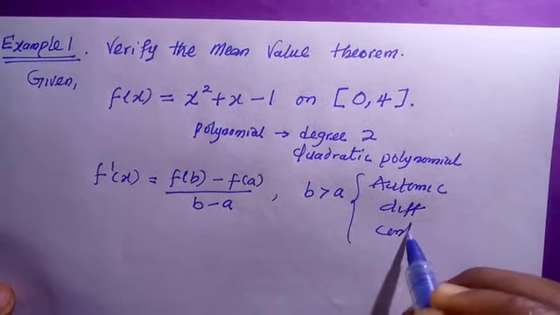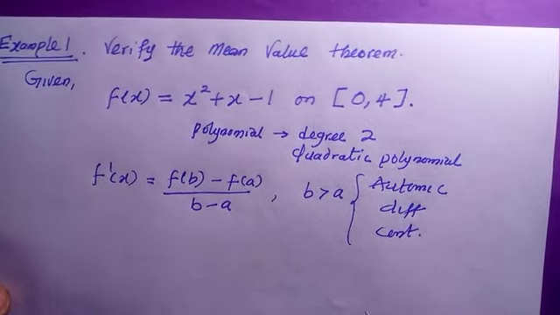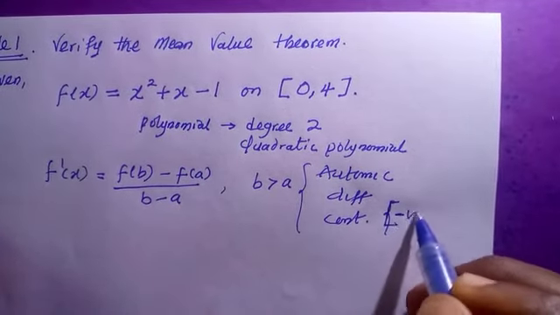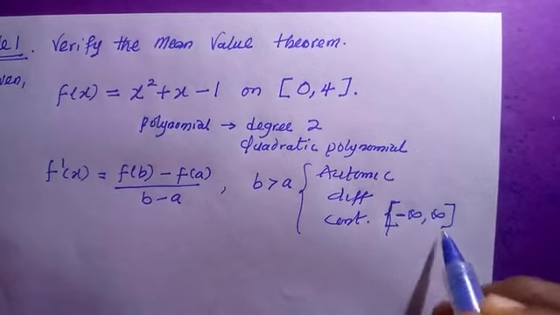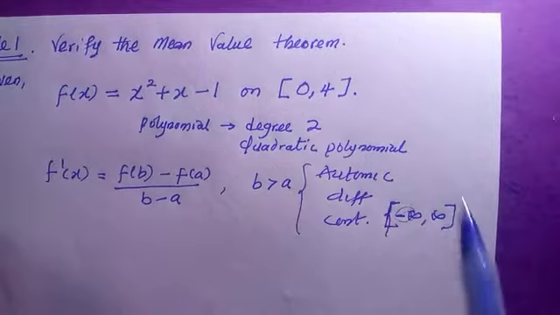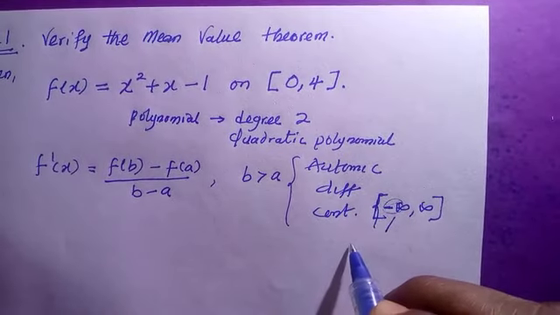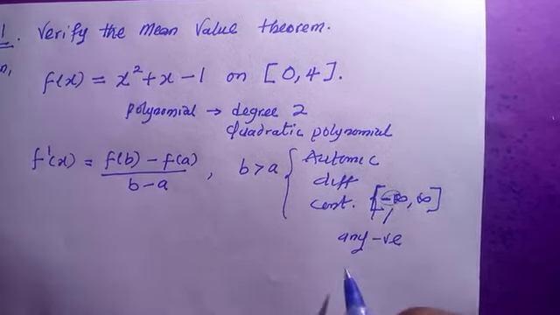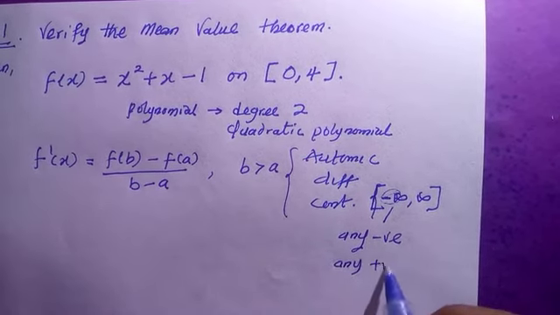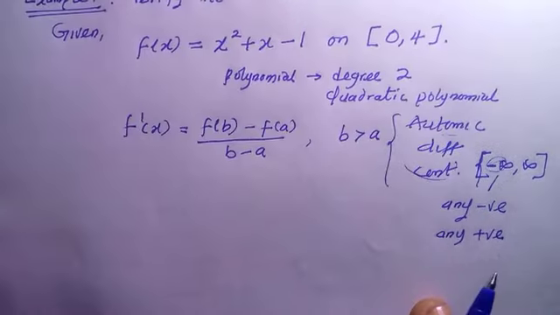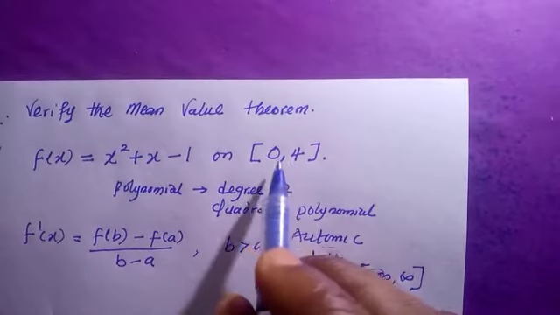Okay, and since it is a polynomial, it is automatically differentiable and continuous on what? On negative infinity to positive infinity. That is, you can plug in any negative value, it will always be continuous. You can plug in any positive value, it will always be continuous. So it must always be continuous as far as it is a polynomial function.